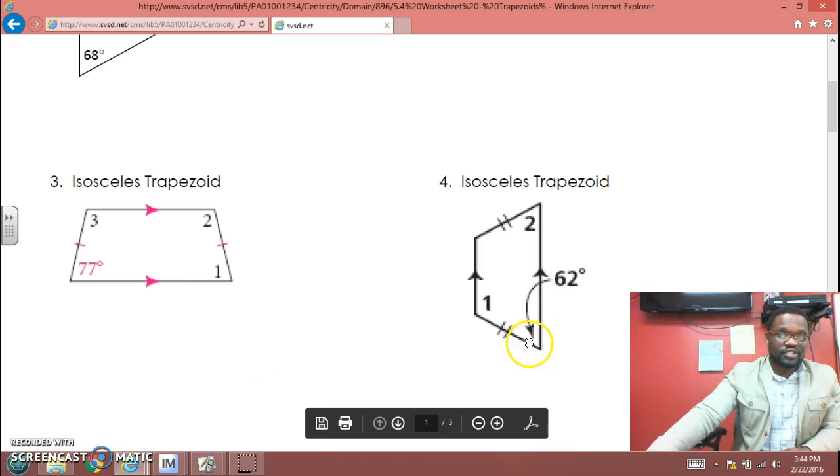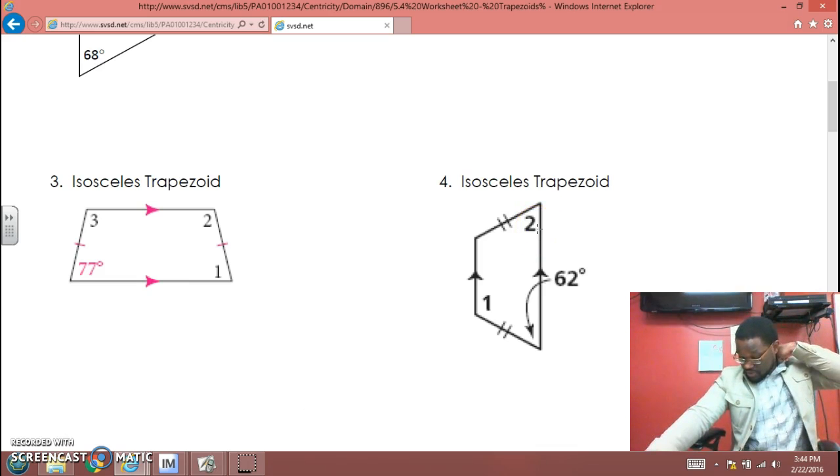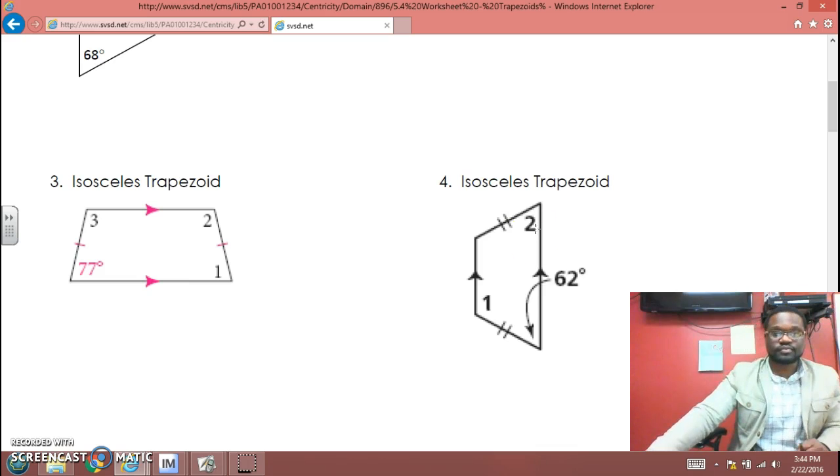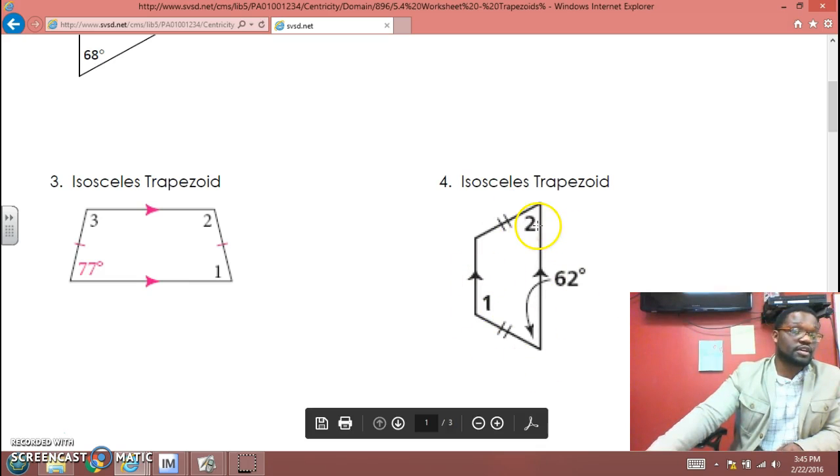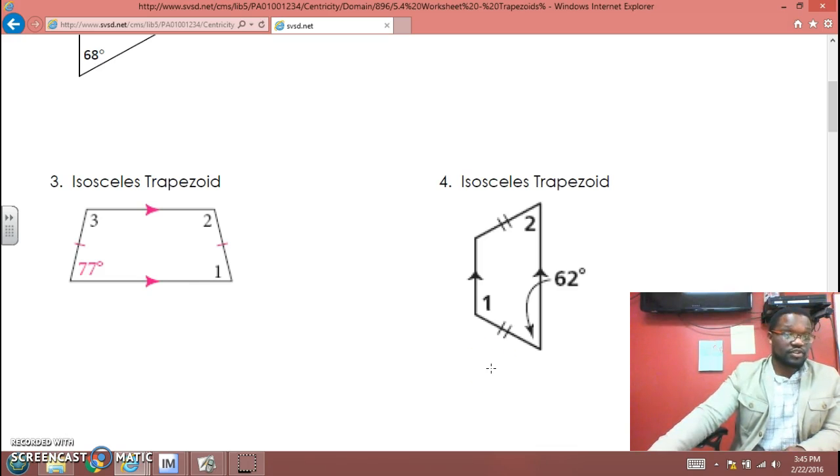If this angle is 62 degrees, then angle number 2 has to be 62 degrees. 62 and 62 is what, 124? And so if I do 180 minus 124, oops, not 180, 360 minus 124. That was a mistake. I said 180, but I meant 360 minus that. So not 180, you've got to be careful. When I do that, you get 236, and 236 divided by 2 is 118.